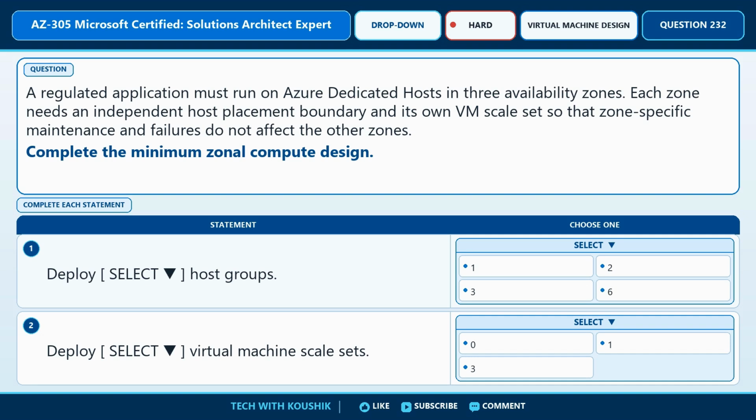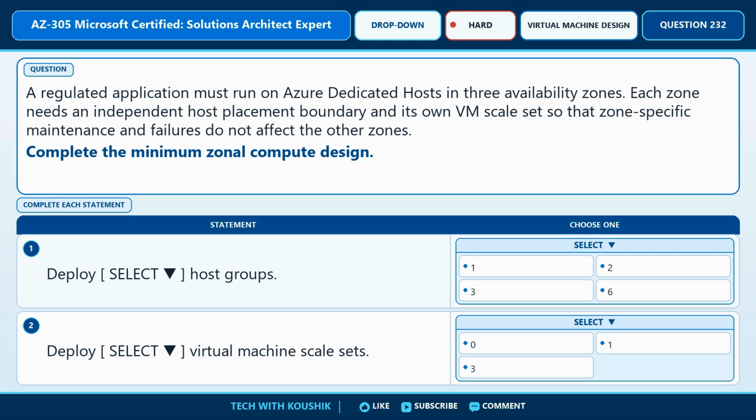Consider this scenario. A regulated application must run on Azure dedicated hosts in 3 availability zones. Each zone needs an independent host placement boundary and its own VM scale set, so that zone-specific maintenance and failures do not affect the other zones. Complete the minimum zonal compute design.